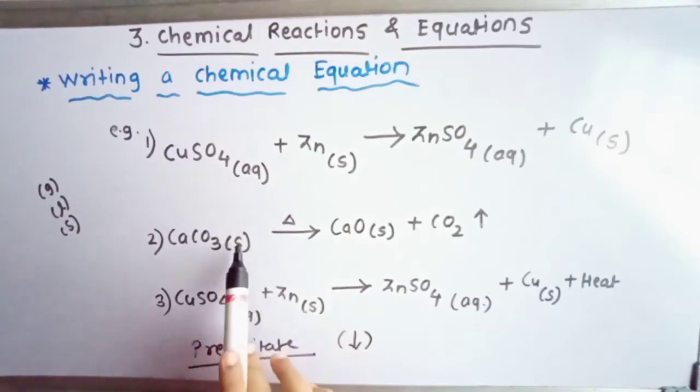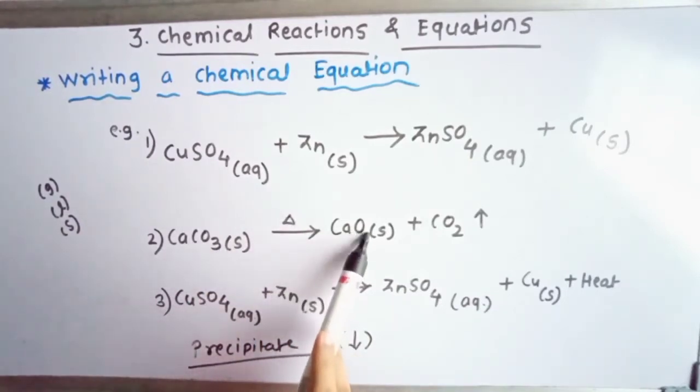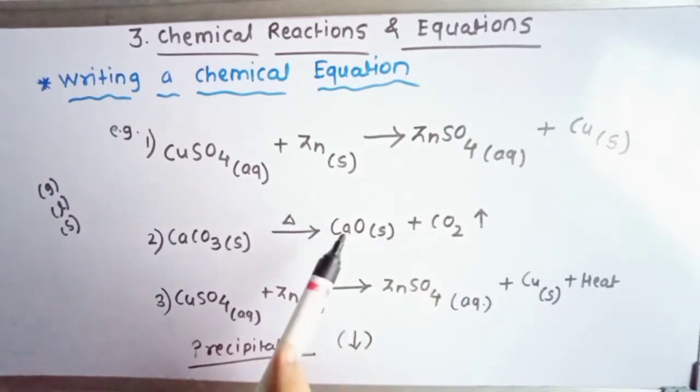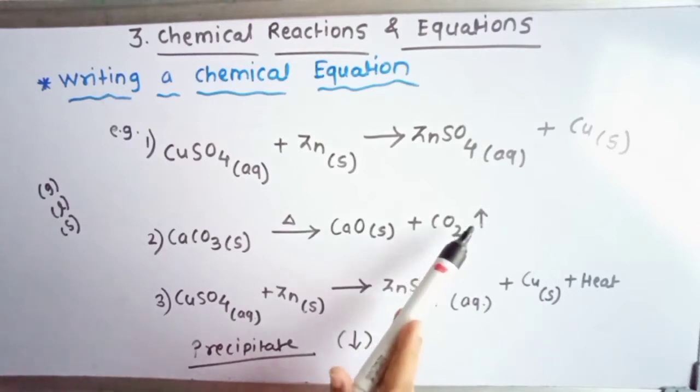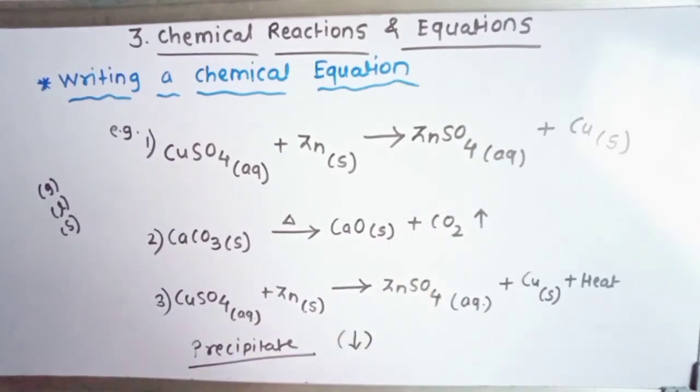You have to understand this thing. So CaCO3, under the condition of heat, the product will be CaO, calcium oxide, plus carbon dioxide, okay. Is this thing clear to you? And carbon dioxide is a gas, so it is shown with an upward arrow.